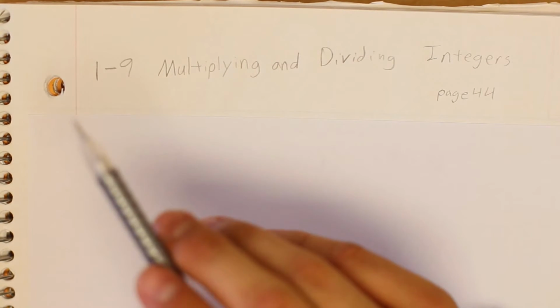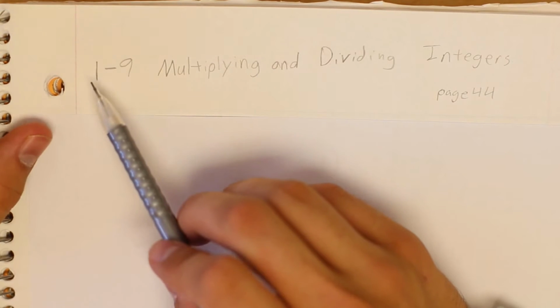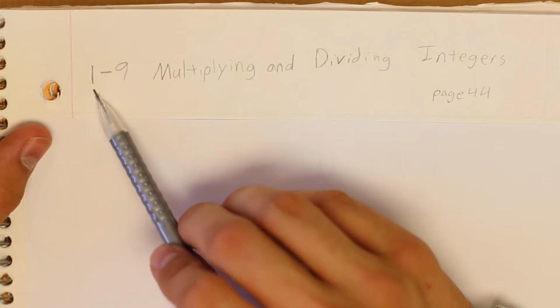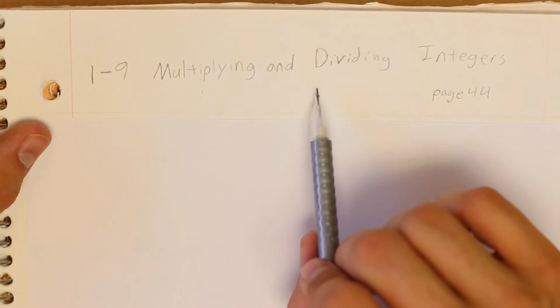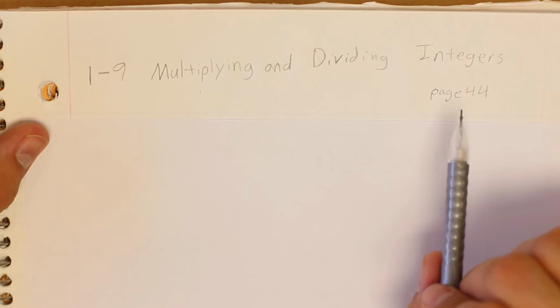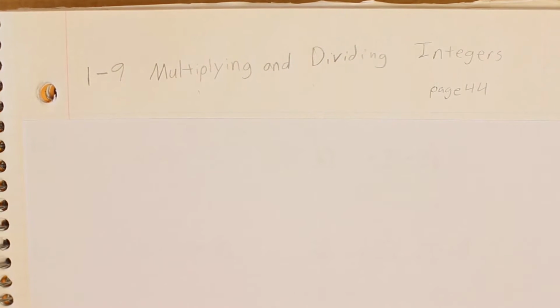This video lesson you can find in your textbook, well, not the video lesson, but the section. It's found in section 1-9, and it's called Multiplying and Dividing Integers. And you can find it on page 44. Right, let's begin.